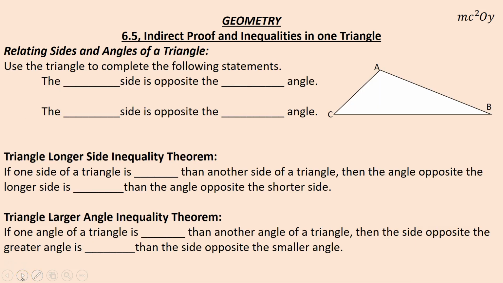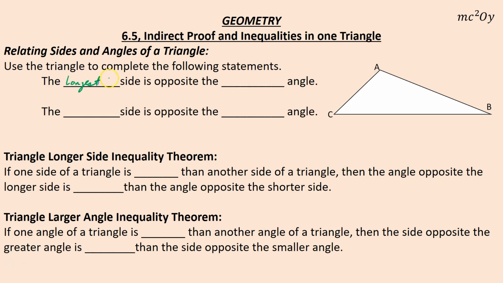Okay, let's kind of switch it up here. Let's deal with inequalities in a triangle. So use the triangle to complete the following statements, and I'd hope that you'd pause this and look at the triangle first, but the blank side is opposite the blank angle. So when I'm looking at this, here's a small angle, here's a medium angle, here's a large angle. Here's a small side, here's a medium side, here's a long side. Well, notice that the longest side is opposite the largest angle. And that's what we're looking for there.